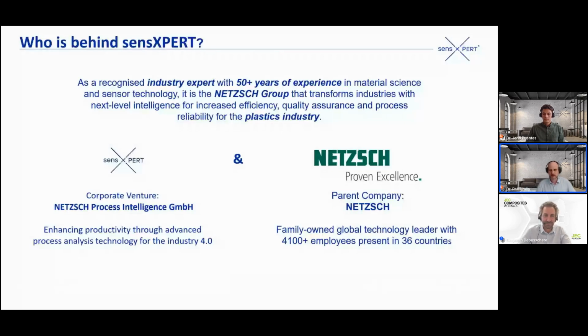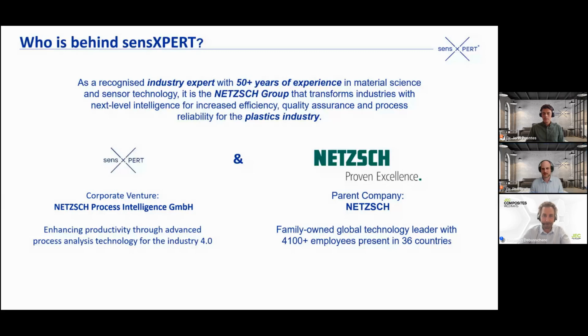The sensXPERT itself is coming from a bigger company, NETCH. sensXPERT is a brand from the NETCH Process Intelligence company, and we were founded 2 years ago, and we have another company, NETCH. So it's a larger company and has more than 50 years of experience in material science and sensor technology. Some of you might already know this company for its analyzing and testing machines.